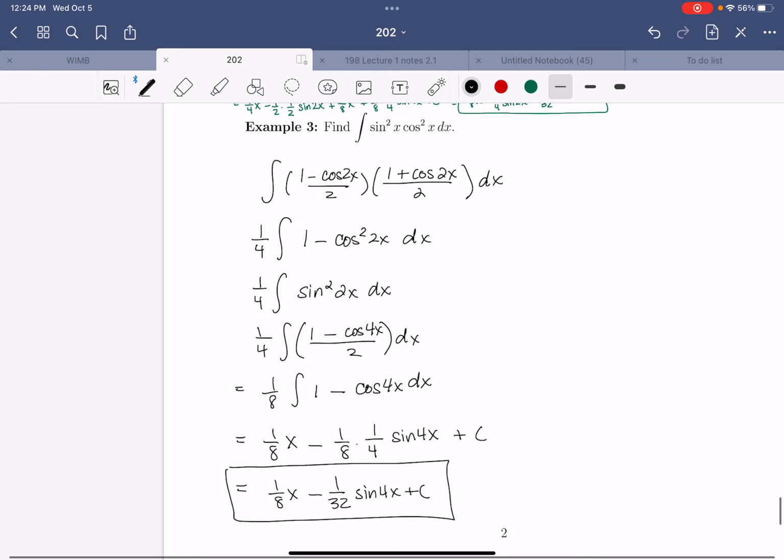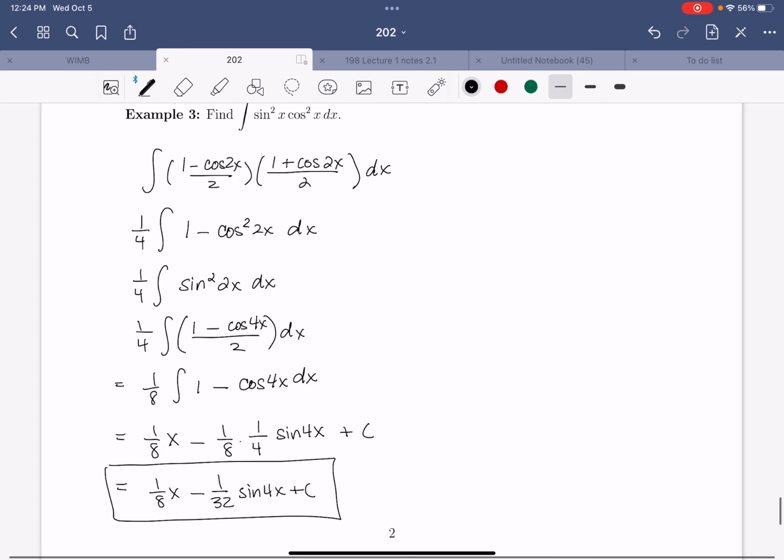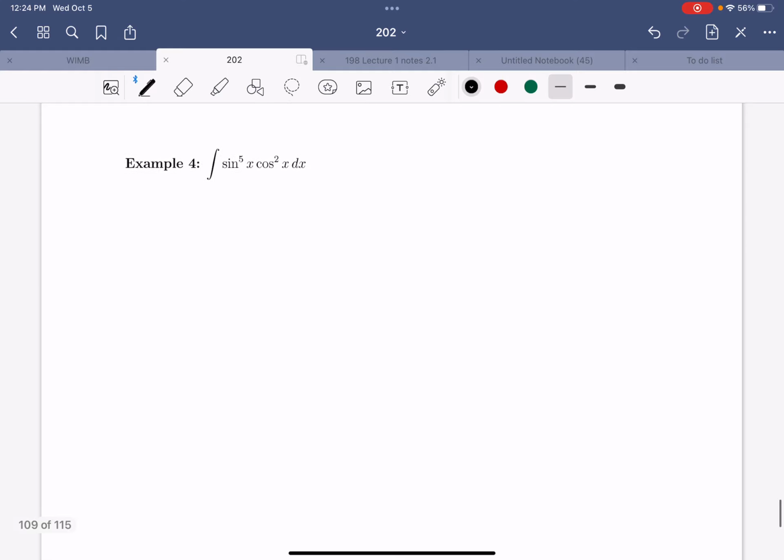Okay, so again, anytime you have all even powers, you're going to change everything to cosine 2x's, right? Use your double angle formulas. And if you end up with squares, you do that again.